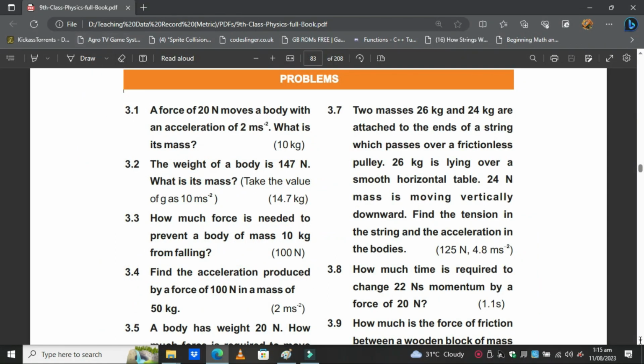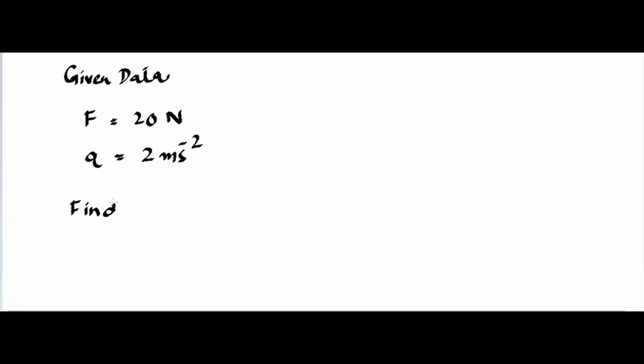Let's see the statement of first numerical 3.1. A force of 20 Newton moves a body with an acceleration of 2 meter per second square. What is its mass? So in the given data, the force is 20 Newton and the body was moving with an acceleration of 2 meter per second square, and we have to find the mass of the body.